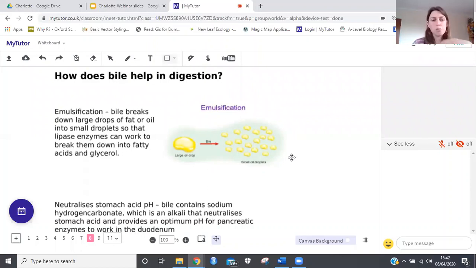It helps to break down the large drops of fat or oil into smaller droplets. Each of those smaller droplets can then be surrounded by lipase enzymes that can get a really good hold and really break it down into fatty acid and glycerol. So that's one function of bile.